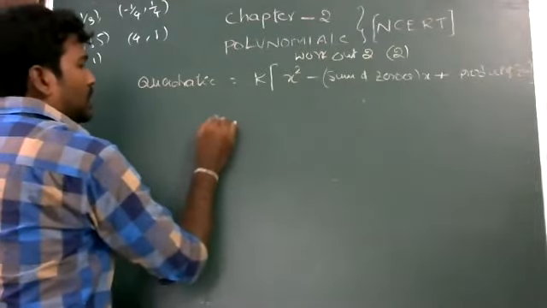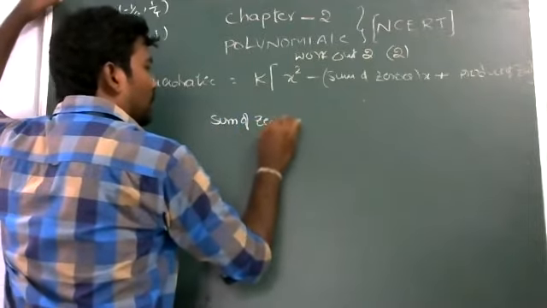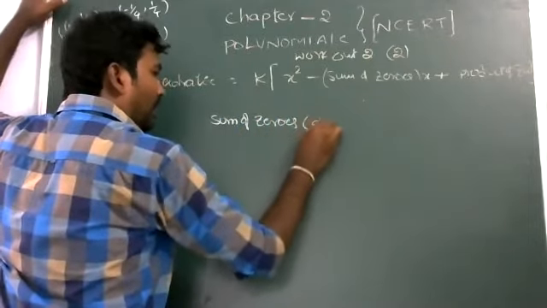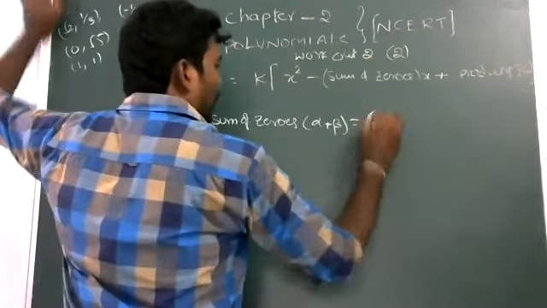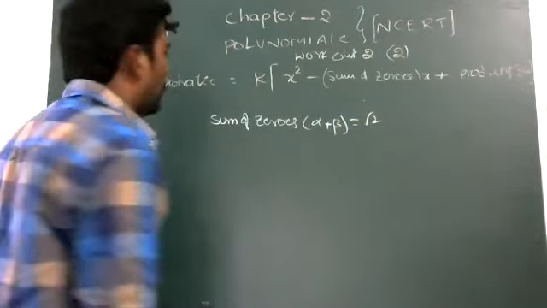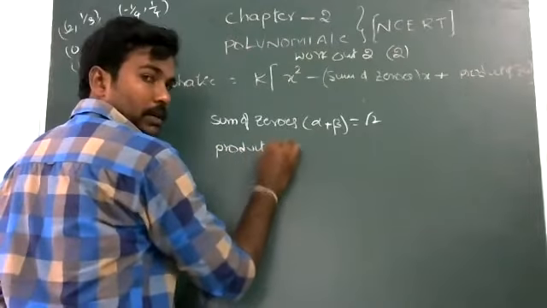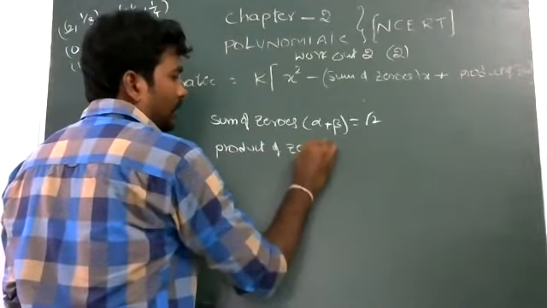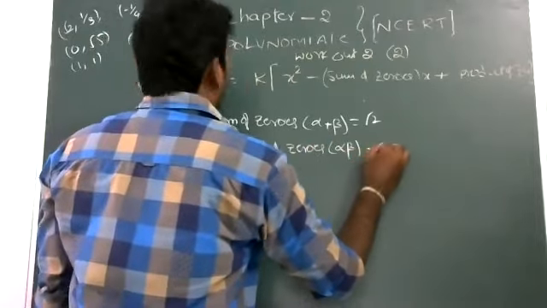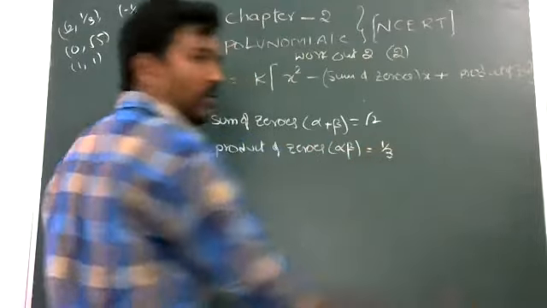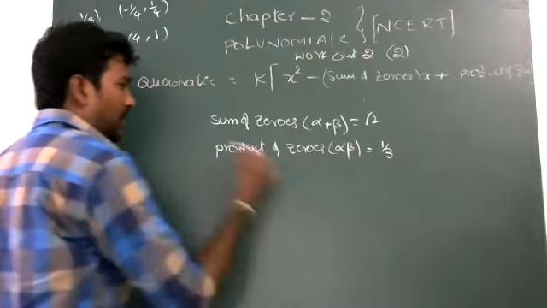According to the problem, sum of zeros, nothing but alpha plus beta, equals root 2. Alpha plus beta equals root 2. And then the product of zeros, nothing but the product alpha beta, equals 1 by 3. Alpha beta equals 1 by 3. This is the second problem.